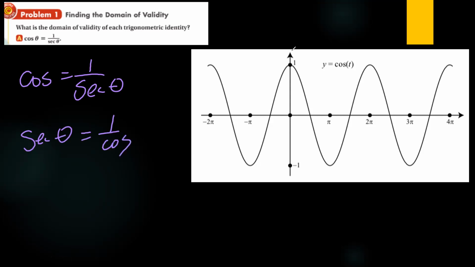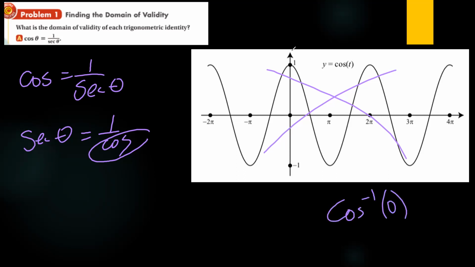So in order to find the domain here, ask yourself without having this graph, what are the numbers whose cosine is 0? By the way, the calculator will not help you. If you try cosine inverse of 0, it gives you only pi over 2. It doesn't give you 3 pi over 2 and 5 pi over 2. So you have to know them.